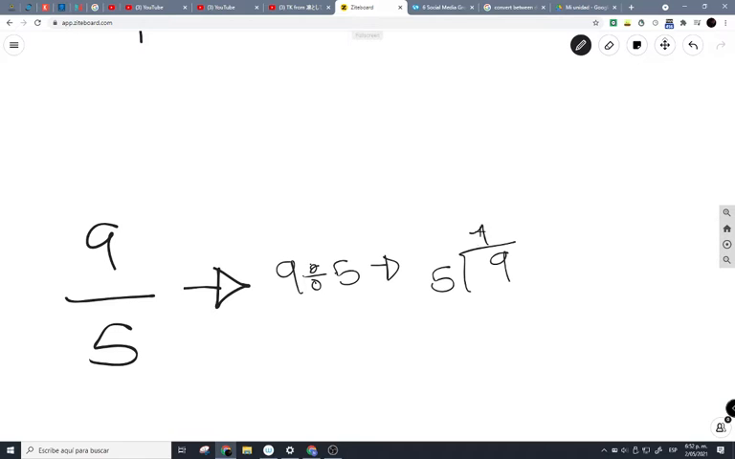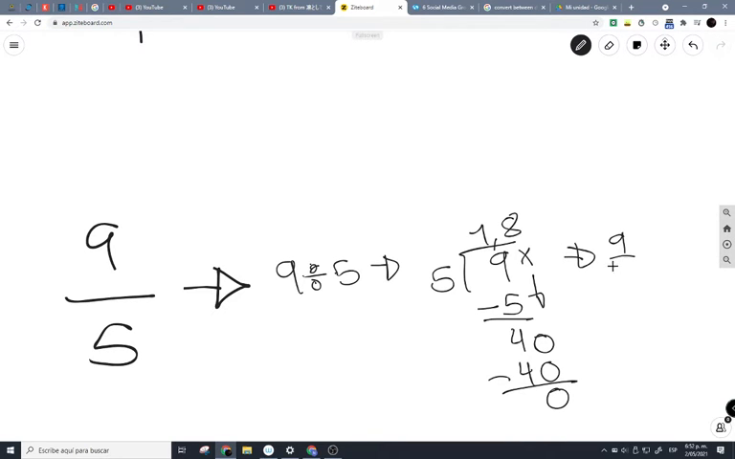So does 5 fit in 9? Yes, it fits 1. 1 times 5 is 5. We subtract, we get 4, and since there's nothing else to drop down, we put a 0, we put a comma, and 5 in 40 fits 8 times. So 8 times 5 is 40. That's it. That means that 9/5 is 1.8.